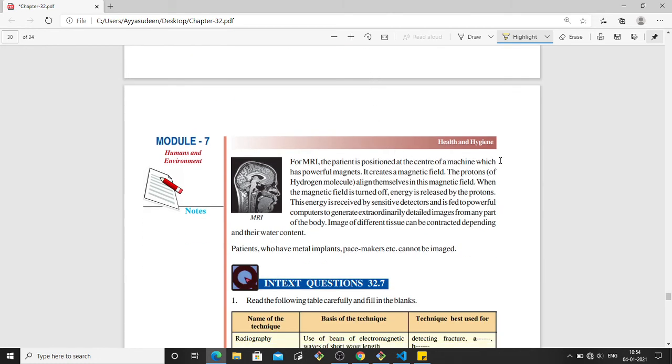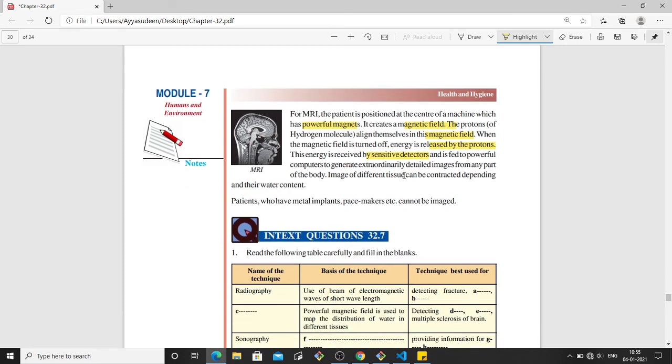Okay. So there is a machine with a center. If you type MRI machine on Google, you will see how it looks. It has a powerful magnet, which creates a magnetic field. The protons of the hydrogen atoms align themselves in this magnetic field. Once this magnetic field is turned off, the energy is released from the protons. The energy released is detected by sensitive detectors, then fed into powerful computers to generate the images of any part of the body. The images of different tissues can be contrasted depending on their water content. That also can be detected.